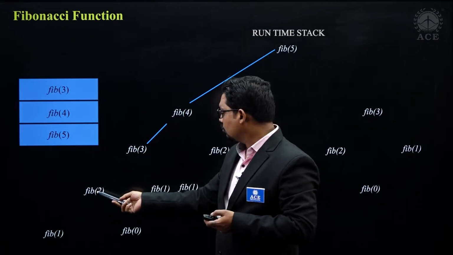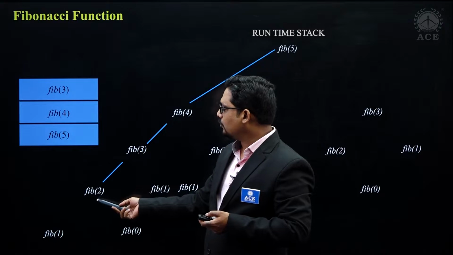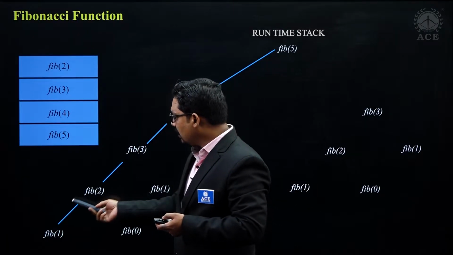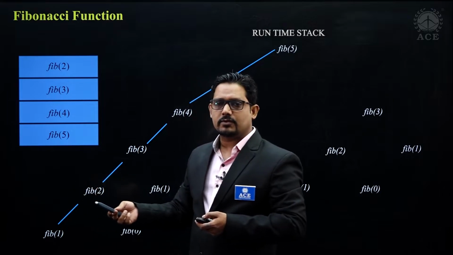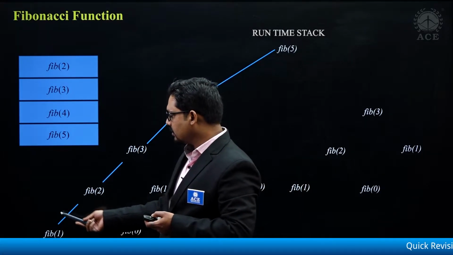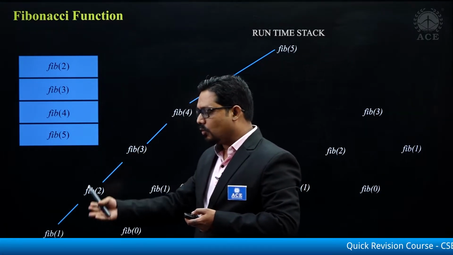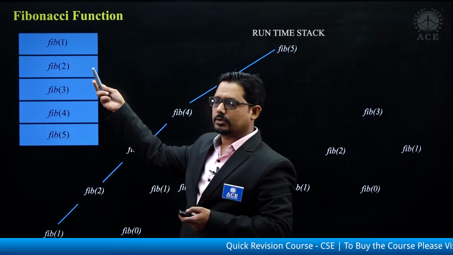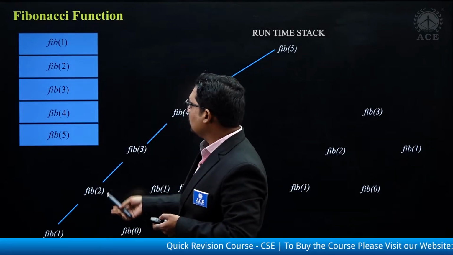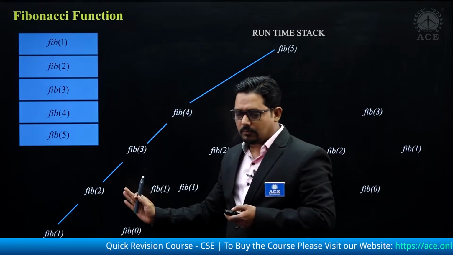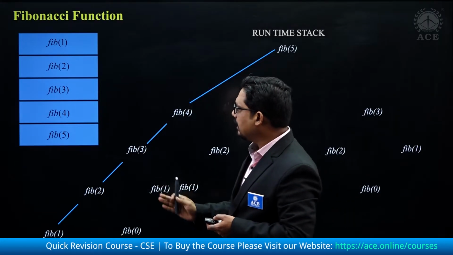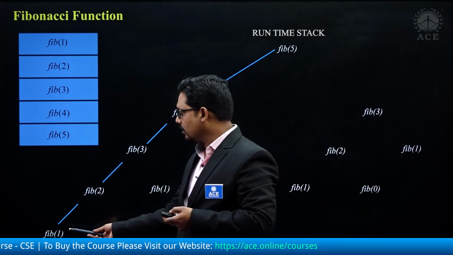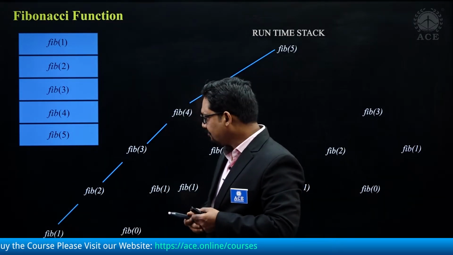fib3 is going to call fib2 and fib1, so again the call for fib2 and the activation record for fib2 will be pushed. fib2 will then call fib1, and fib1 will reach the base condition, and in this base condition it is going to terminate immediately, but there will be one activation record for fib1. Now this is the depth of the recursion. You can say that we have reached the last activation of this recursion, that is fib1.